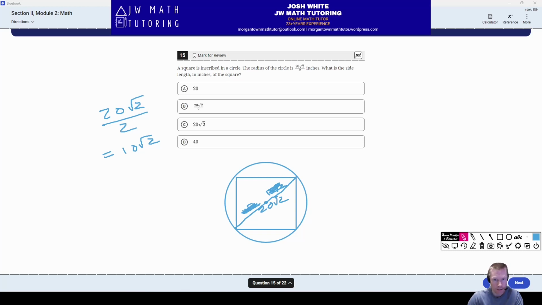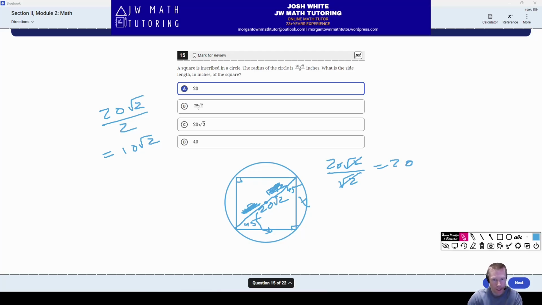We can now find the side length by either doing Pythagorean theorem or by knowing the special right triangle formulas, because a square, when you draw its diagonal, is divided into two 45, 45, 90 triangles. So if you know the special right triangle formulas, you know that the multiplier between the hypotenuse and the sides is the square root of 2. So to go from the hypotenuse to the side, you take the hypotenuse and divide it by root 2. When you do that, you are left with 20. And the correct answer here is going to be A.